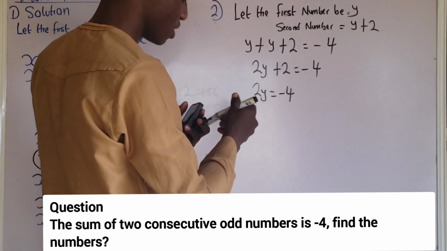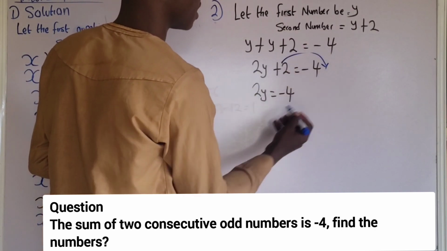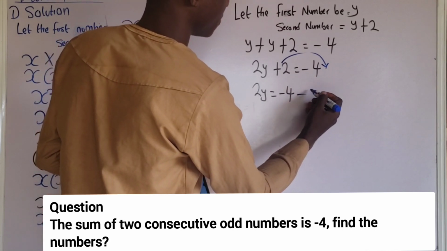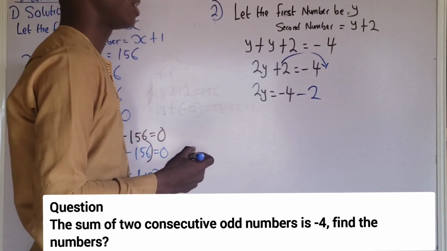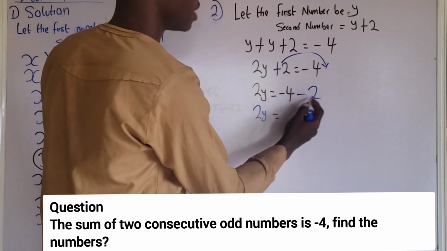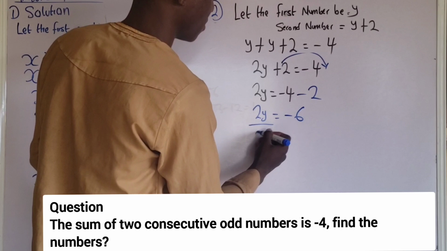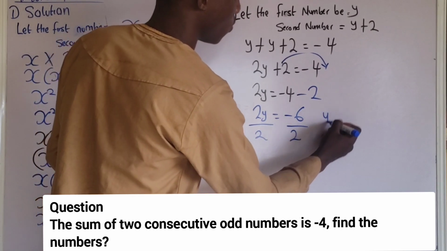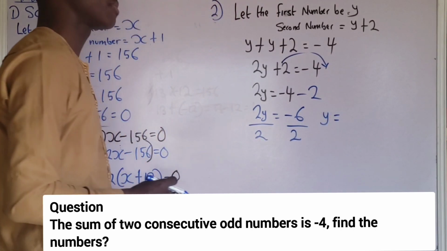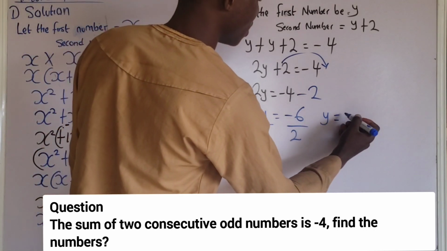2y is equal to -4. If this positive 2 crosses the equals sign, it's going to change to negative, so I'm going to have -2. You understand? So I'm going to have 2y is equal to -4 minus 2. What will be the answer? -6. Divide both sides by 2: y is equal to -6 divided by 2. What is the answer? That is -3. So y is equal to -3.